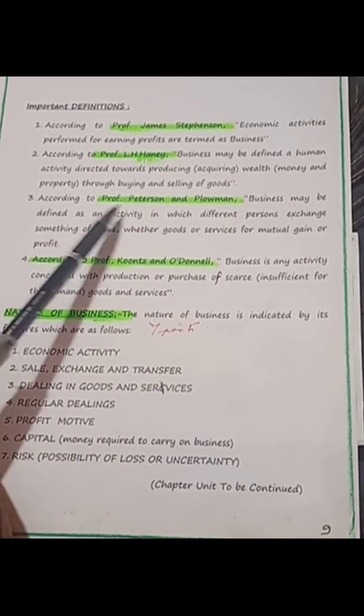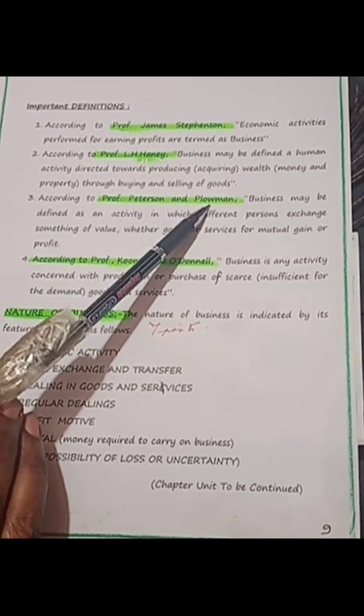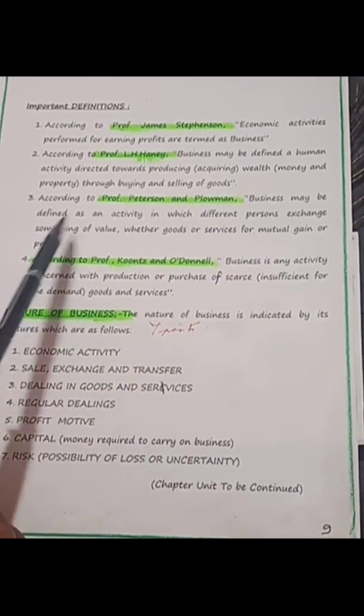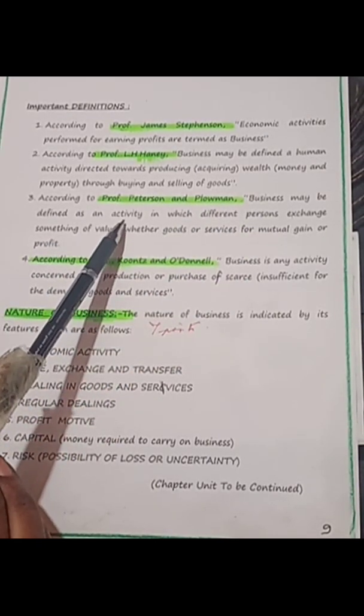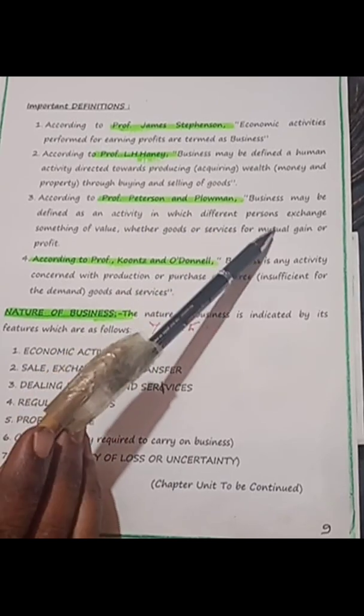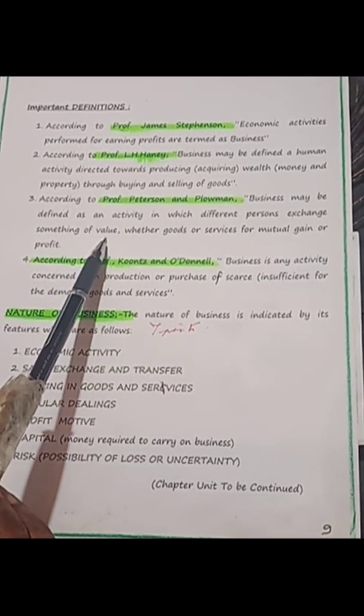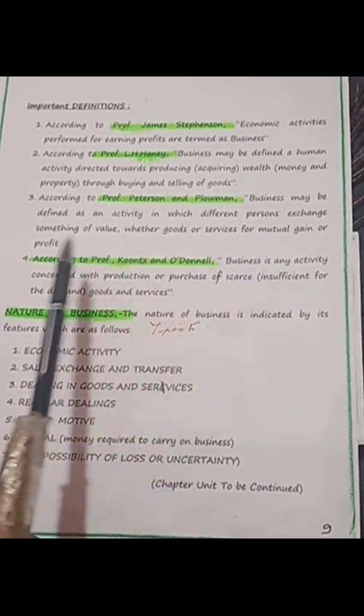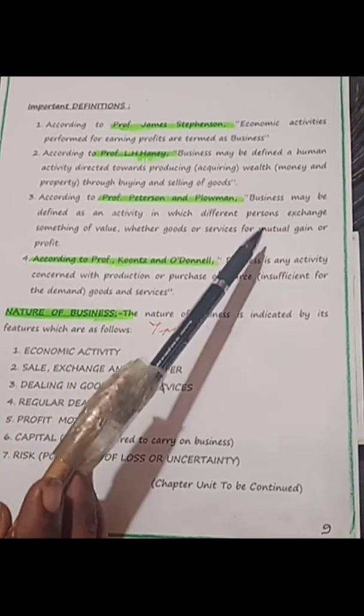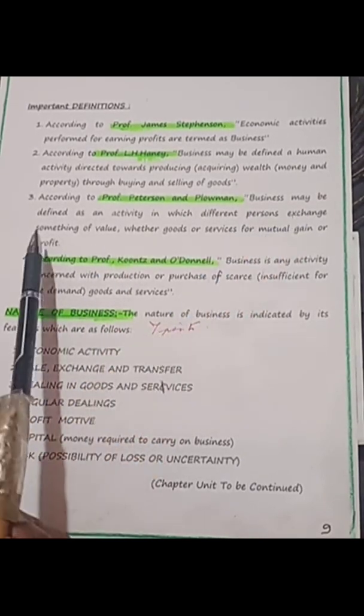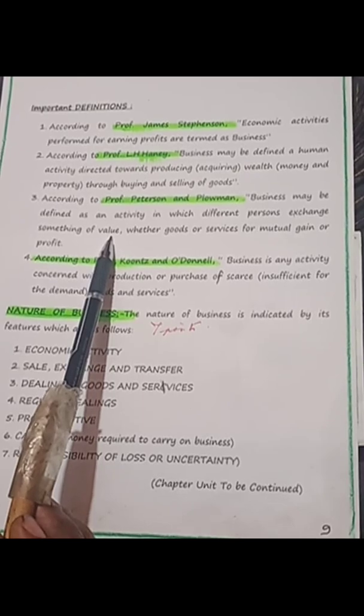Third one, according to Professor Peterson and Plowman, business may be defined as an activity or economic activity in which different persons exchange something of value, whether goods or services, for mutual gain or profit. So please focus on persons exchanging something of value, according to Peterson and Plowman.